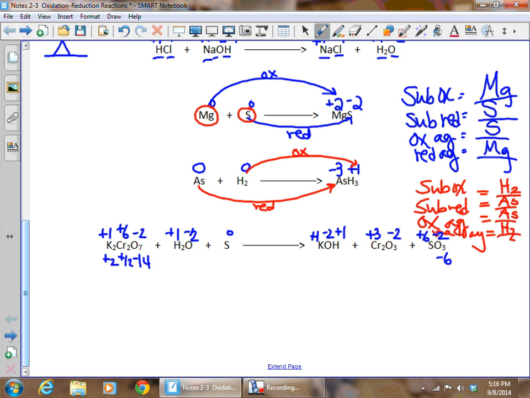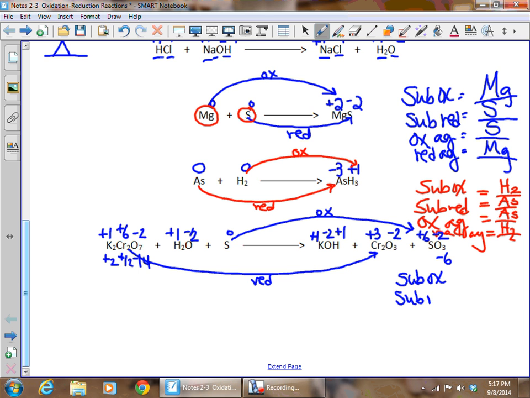So hopefully you came up with the fact that the substance being oxidized in this case had to be sulfur. Sulfur's going from a 0 to a +6. That's our substance oxidized. Whereas in the other compound, it's chromium being reduced. Chromium's going from a +6 down to a +3, so it's being reduced. Now, watch it on this one. This is where you're going to make your mistakes. Substance oxidized, substance reduced, oxidizing agent, reducing agent.